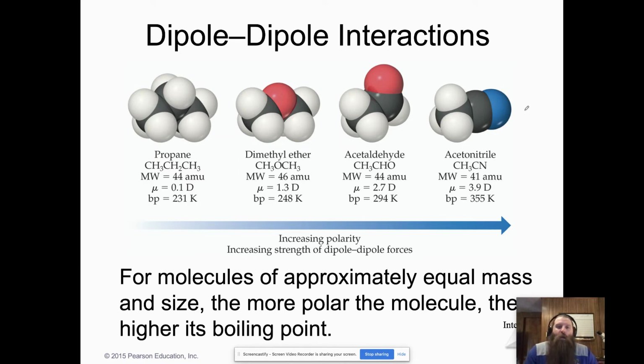So if we look at these four molecules here, we have propane, dimethyl ether, acetaldehyde, and acetonitrile. Well, acetonitrile is the most polar of the group. You can see the polar rating right there in, I believe, Daltons. It's got the greatest polar character, or the most polar character, and so it has the highest boiling point. It's got the greatest strength of dipole-dipole force.